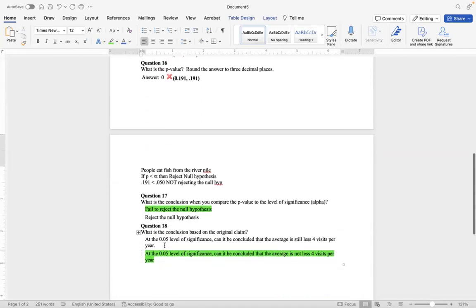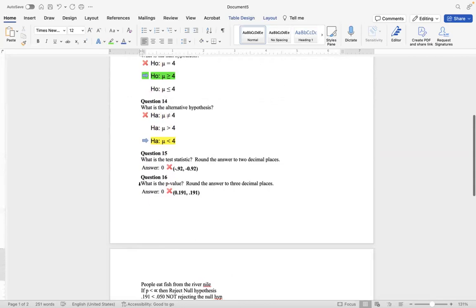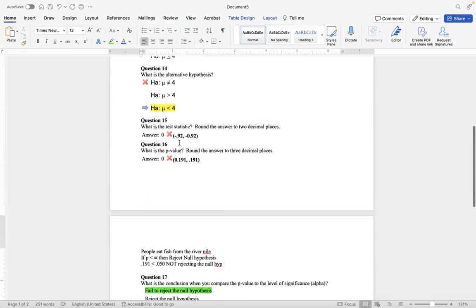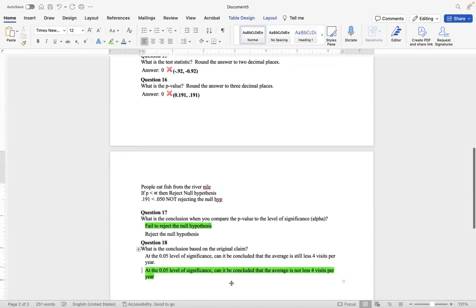Typically, your final conclusion will be based on whether you chose the alternate hypothesis or not, which was less than 4, and it's not less than 4. So that's how come they've worded it like that. So I hope that helps.